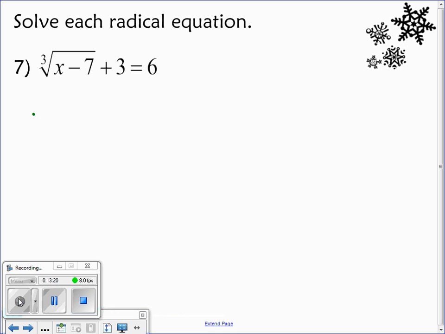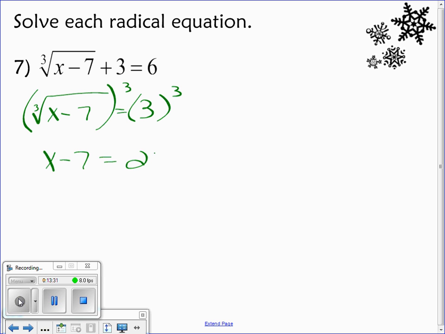So subtract 3. Cubed root of x minus 7 equals 3. Cube both sides. So x minus 7 equals 27. Add 7. X equals 34. Did you check it? Does it work? Are you just lying? 34 minus 7 is 27. Cubed root of 27 plus 3 is 6. It works.